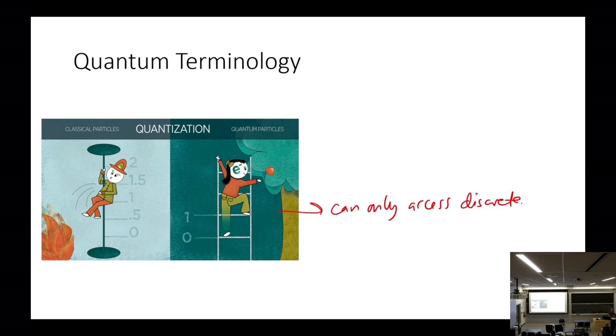In the quantum universe, you can only access discrete energy states. So in our everyday world, I'm standing here, and I walk over here, and that is a continuous process. I don't just suddenly appear here. But in the quantum universe, electrons can't do that. They can't continuously move from one energy state to the next. They appear at each of them.